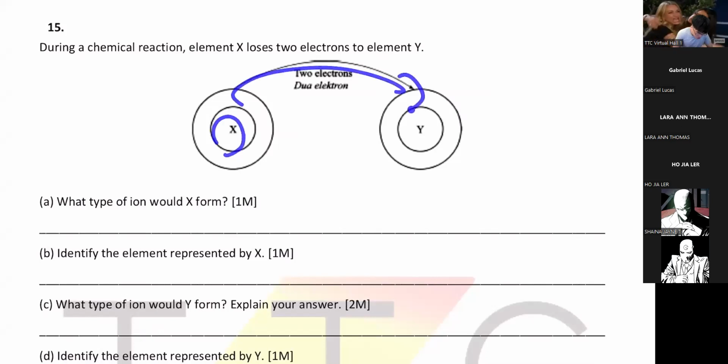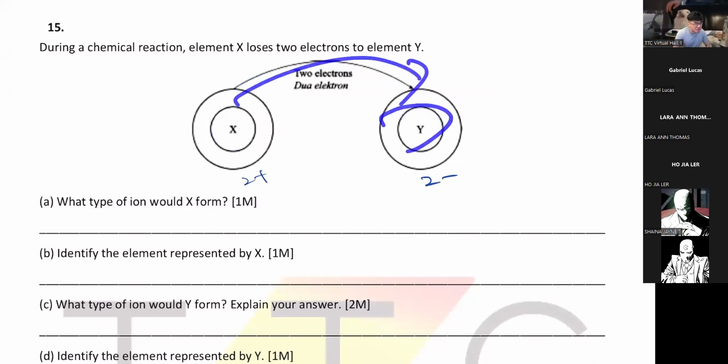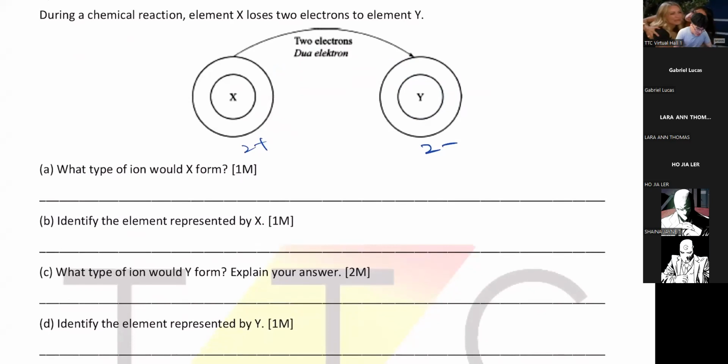So X will throw 2 electrons to Y. So X will become 2 positive. Y will become 2 negative, because I throw 2 negative to Y. So what type of ion will X form? It will form a positive ion.